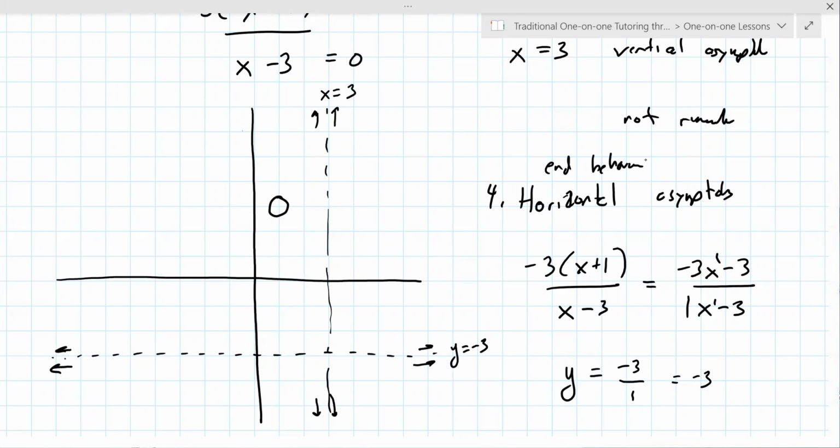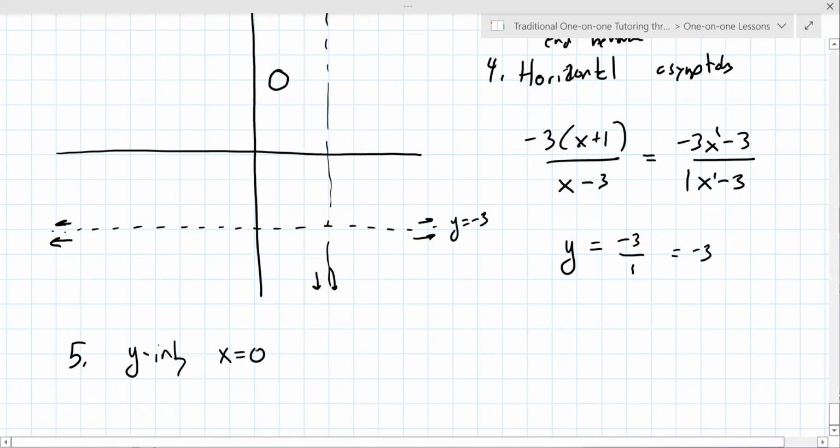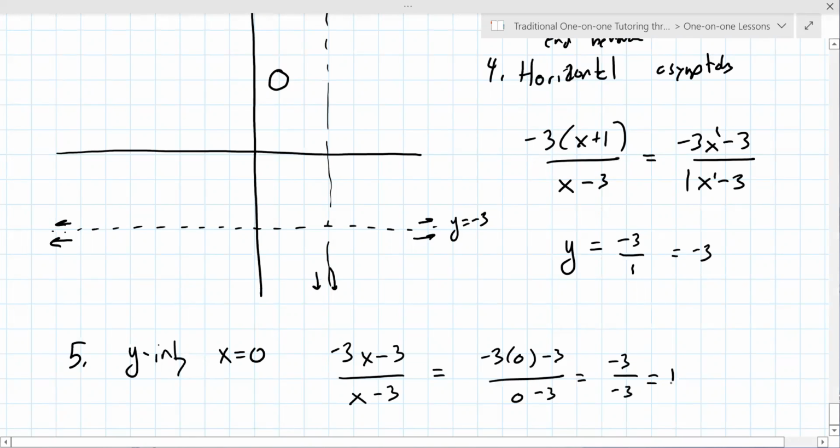So the next thing is the y-intercept. That's when you set x equal to 0 in the reduced form. So notice you use the reduced form after you find holes, you just stick with it. You don't have to go back. But you got to find holes first. You can't wait till the end because then you mess it up and you miss a bunch of other stuff. So we have minus 3x minus 3 over x minus 3. You put in 0 for x. So you get minus 3 over minus 3, which is 1. So it's the ordered pair 0, 1.